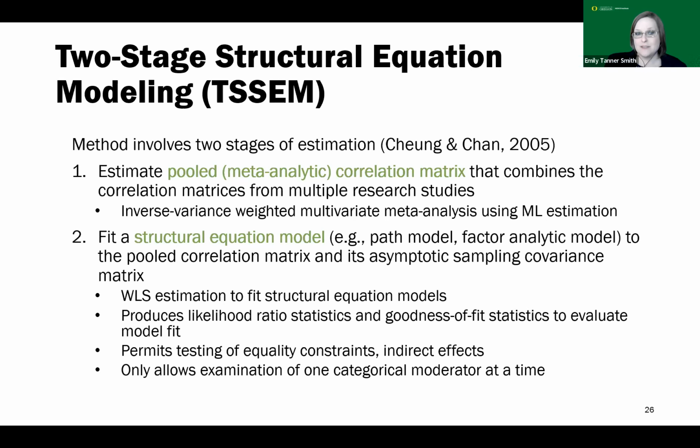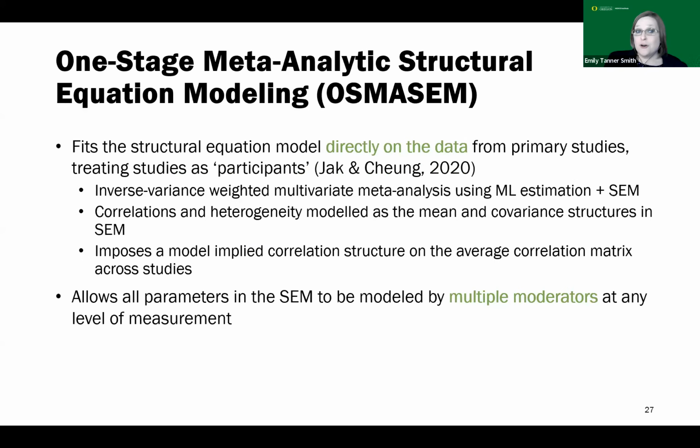Now, that last point is a limitation: this two-stage approach only allows you to include one categorical moderator at a time. This is why the need arose for a second flavor of meta-SEM models, which are one-stage meta-analytic structural equation models. As the name implies, this flavor of meta-SEM is technically only conducted in one step, but the general concept is the same. In this one-stage approach, the structural equation model is fit directly on the primary study data, essentially treating each study as a participant, like we would in a traditional SEM model. The vector of correlation coefficients and their variance components are then modeled as the mean and covariance structures in the SEM. So you can think about this method as really only occurring at the first stage, but that pooled correlation matrix is restricted to adhere to the structure of the hypothesized structural equation model. Importantly, the one-stage and two-stage approaches will produce similar results.